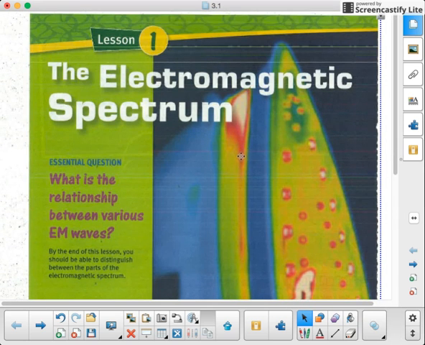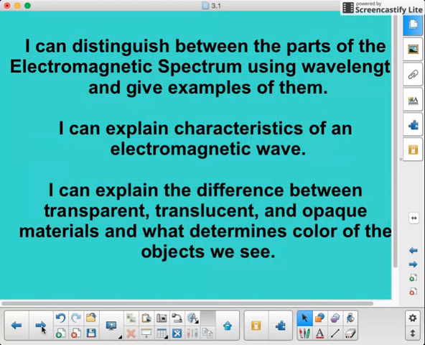These are the notes for Module J, Unit 3, Lesson 1, and a little bit of Lesson 2. The topic is the electromagnetic spectrum. The essential question says, what is the relationship between various EM waves? And I broke it down into specific learning targets again.